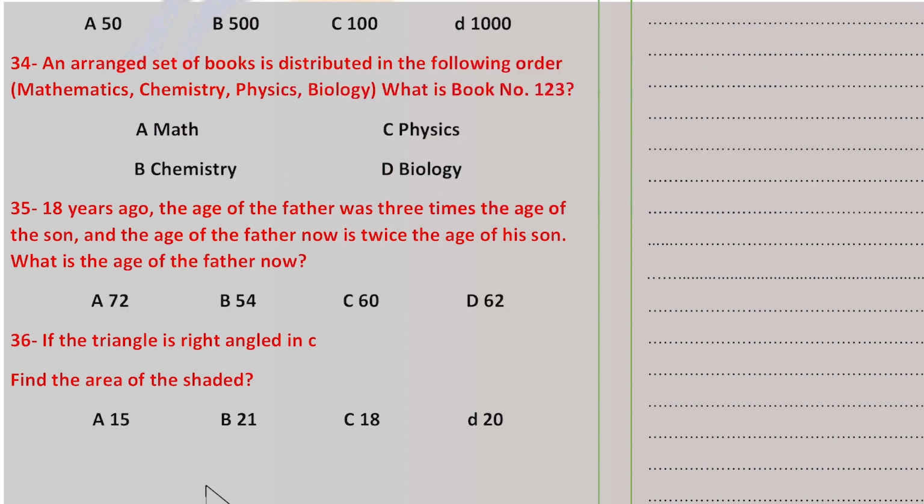which is 36. In the triangle, find the area of the shaded region. Okay. Now, how can I find the area of the shaded region? Let's see. We have this side is 4 and 2, and this side is 9. Okay. How can we distribute this ratio here? Or how can we find the area of the shaded region?